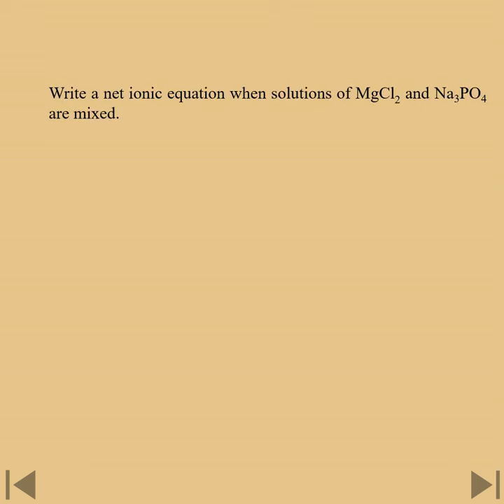Okay, why don't you take a crack at this on your own, and then pause this presentation, and come back when you're done. Okay, let's do this together. Step 1, magnesium chloride exists as separate magnesium ions and chloride ions in solution. We're told that we have solutions of magnesium chloride and sodium phosphate. So again, they exist as their separate ions in solution.